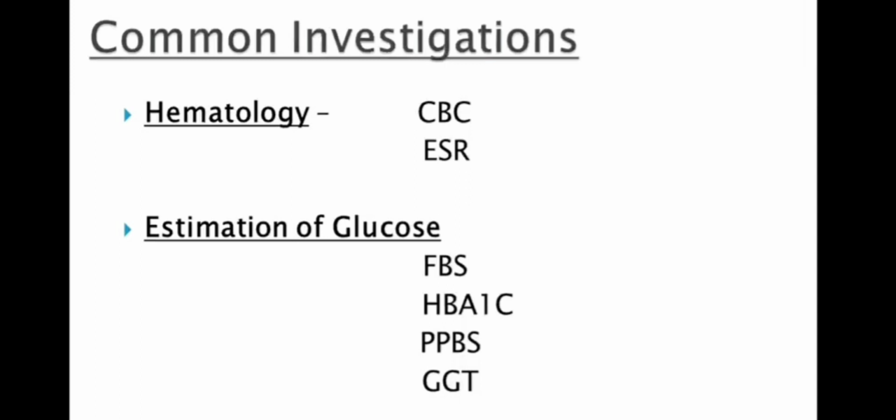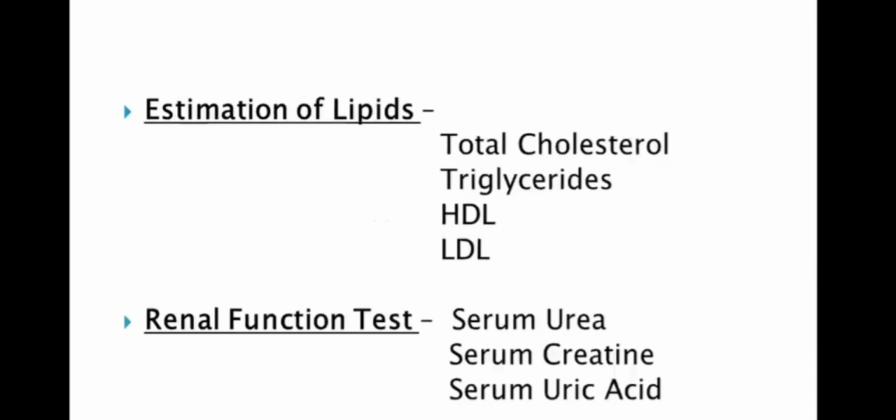Then GTT means glucose tolerance test. That has to be done in a particular population. If you want to do a GTT, in the recent method we can take only two values: the first value should be 126, and the second value should be 200, and you have to give 75 grams of glucose in 500 ml of water, and it will take two hours between the intervals. So this is about the estimation of glucose.